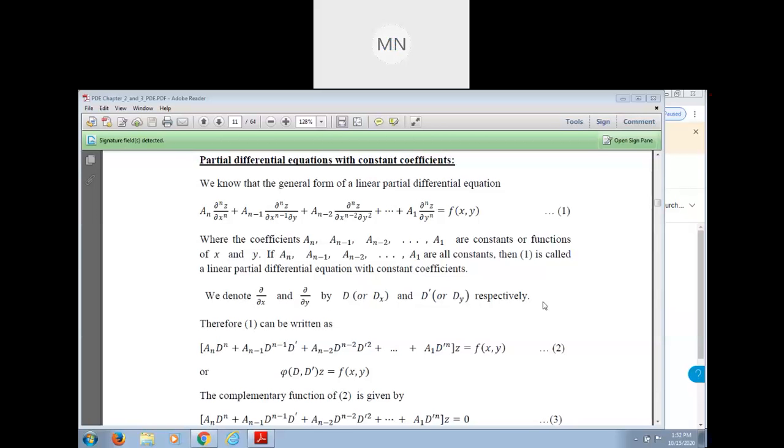Then the next term is small p. Small p is what? Del square z. No, del square will not come. When p is given, this is first order. P is used for first order, small r, s, t are used for second order. Okay? Small p is del z by del x.